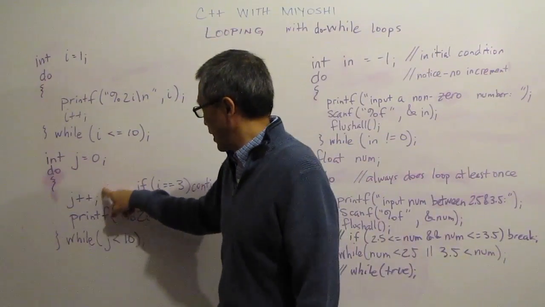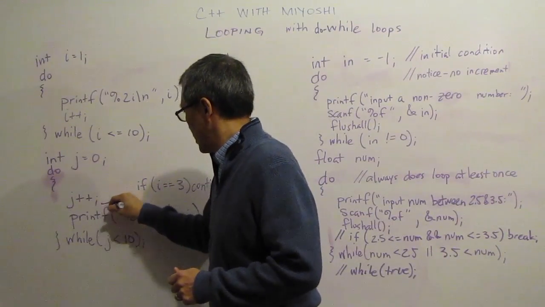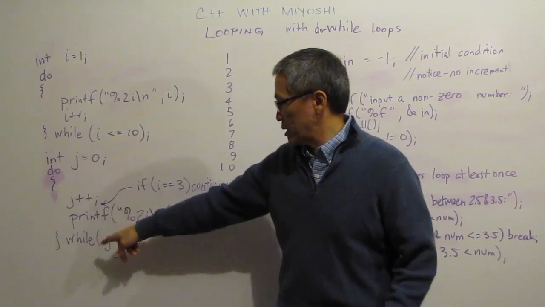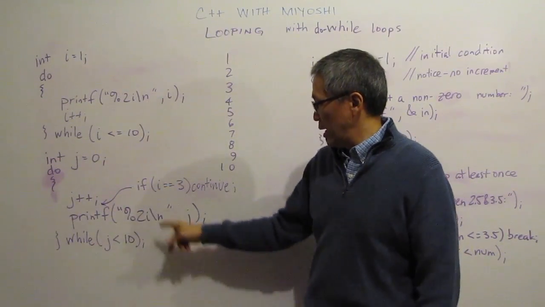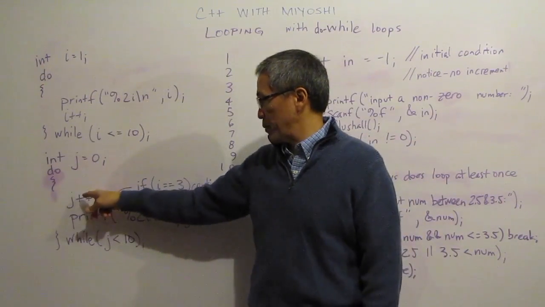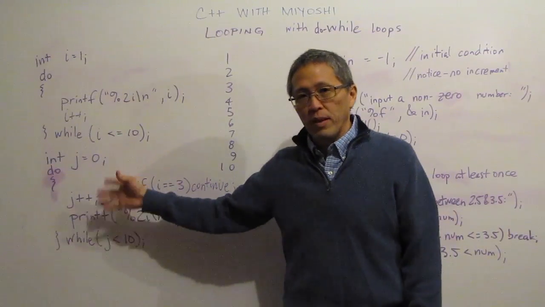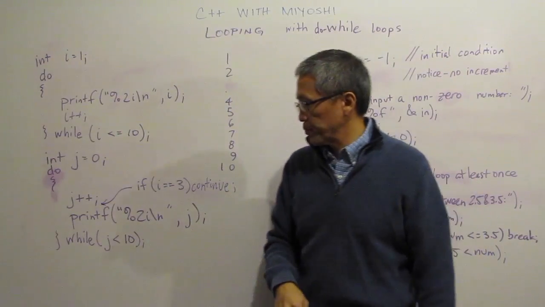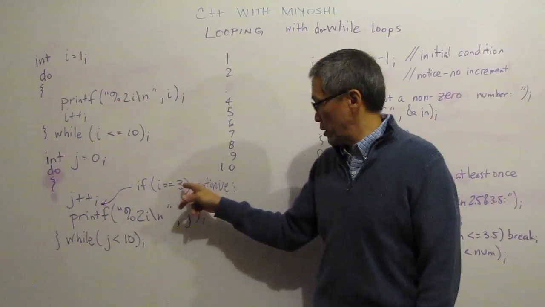However, if I put this guy here, below my j++, now we'll get to the 1 and the 2, and it'll hit the 3, it'll continue, come back to the top of the loop, add 1 to make 4, 4 is not 3, so it's going to end up printing out everything except for 3, just like we saw with the while loop. Okay, but be careful with do-while loops using that continue.